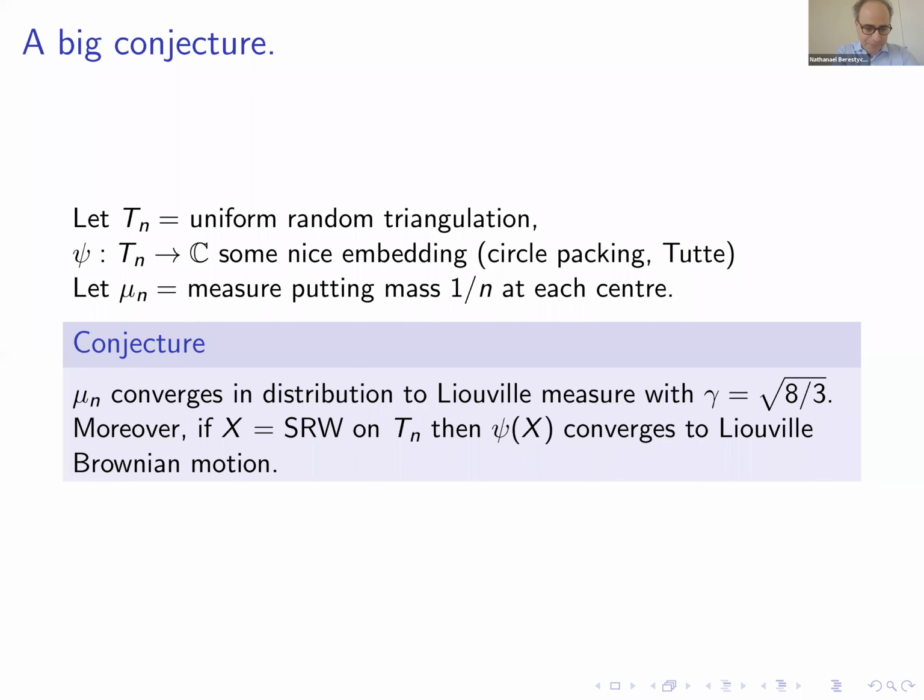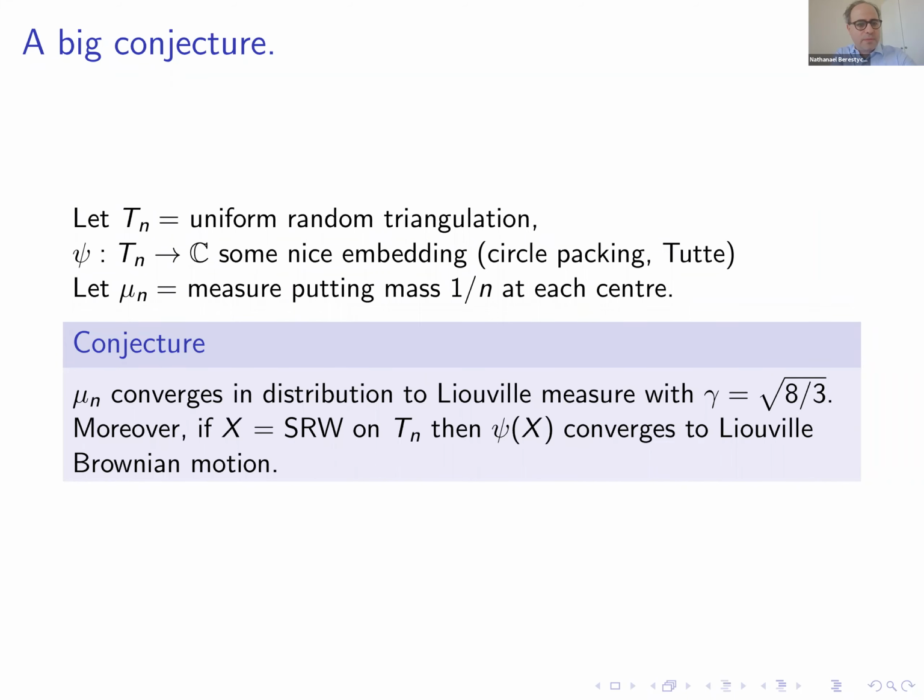Moreover, if you're performing simple random walk on this triangulation and you look at how it moves once you embed it into the plane using your nice embedding psi, then the conjecture, not the theorem, is that as n tends to infinity and after rescaling, you should converge to Liouville Brownian motion, again with the same parameter gamma equals square root of 8/3.